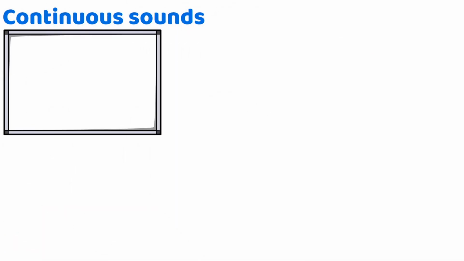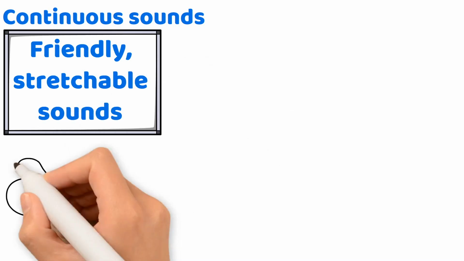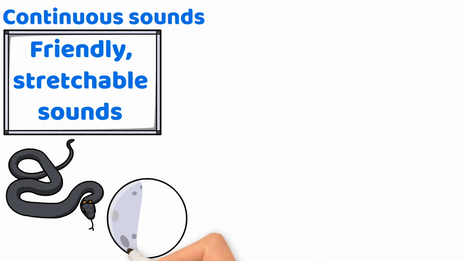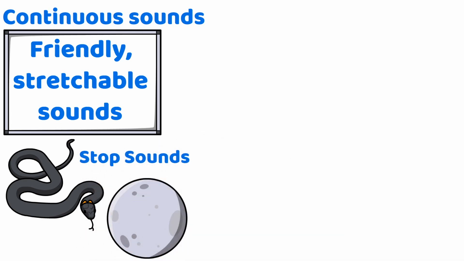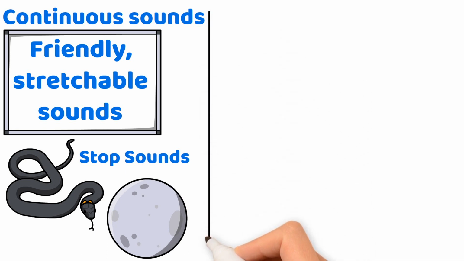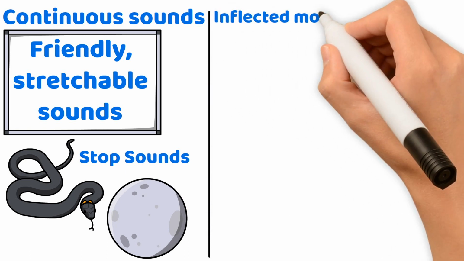Next, let's get you prepped for continuous sounds. These are your friendly, stretchable sounds like S in snake or M in moon. They glide smoothly as you say them. Contrast these with stop sounds, where the airflow stops briefly, giving us sharp, quick sounds like T in top or G in go. Another key player in our phonics journey is inflected morphological units.